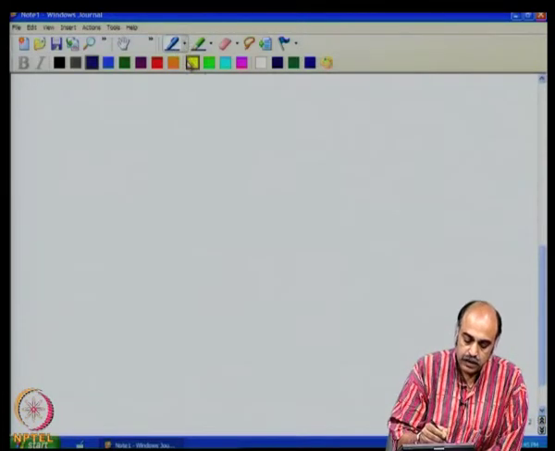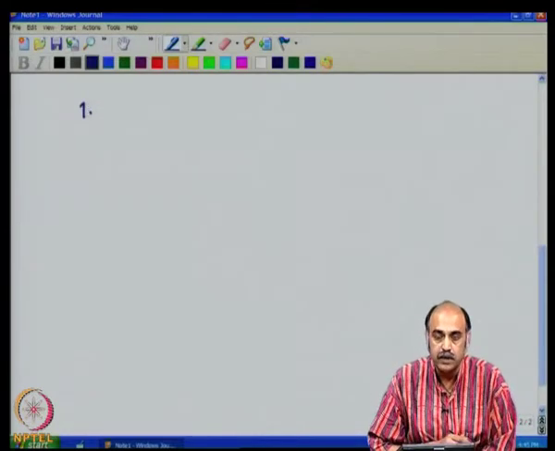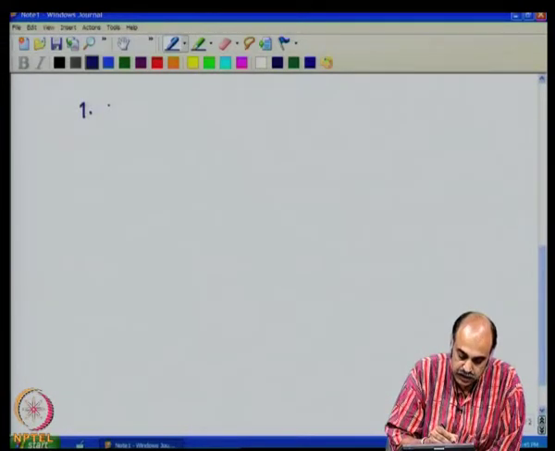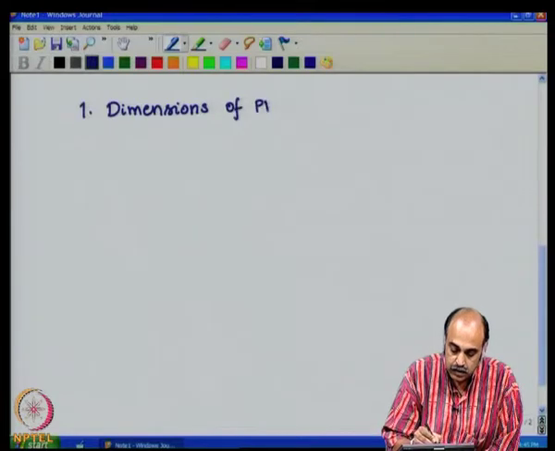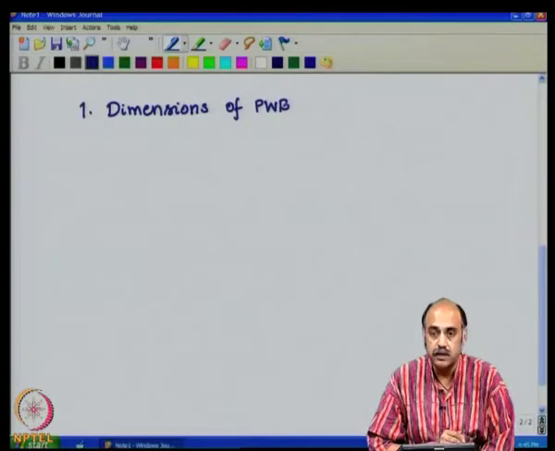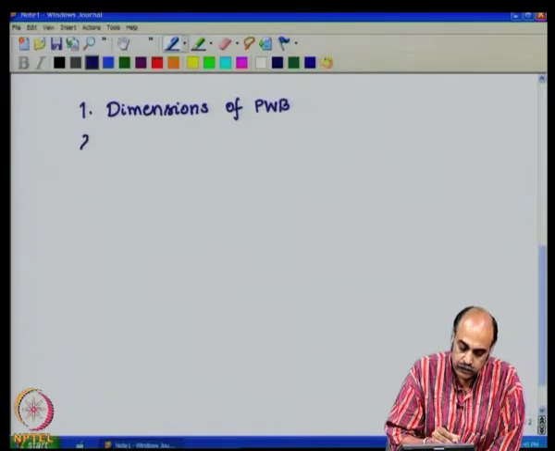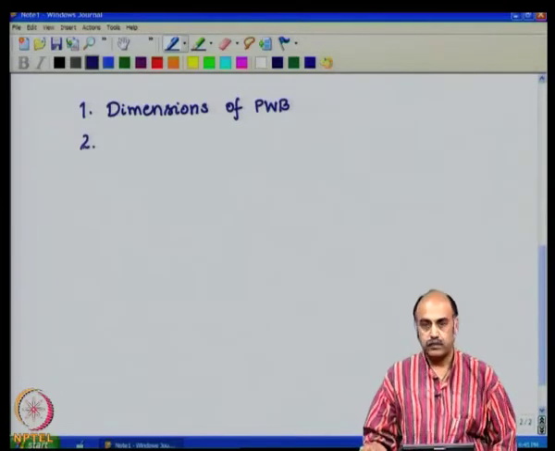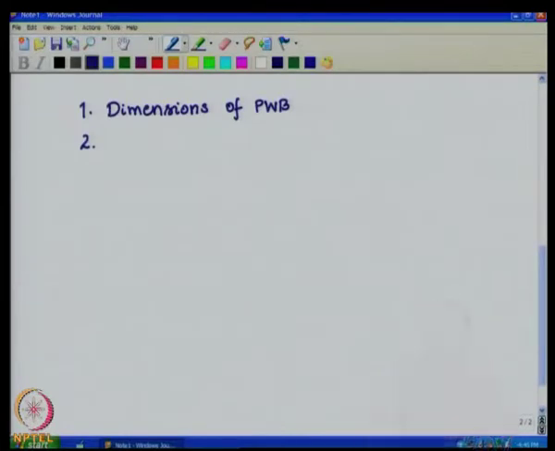So, when we come to the layout guidance, the first aspect that a good printed wiring board designer should address is the overall dimensions of the PWB, printed wiring board, or printed circuit board, PCB. Here it is important for the designer to address the issues of the edges.